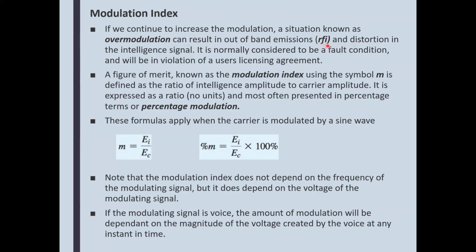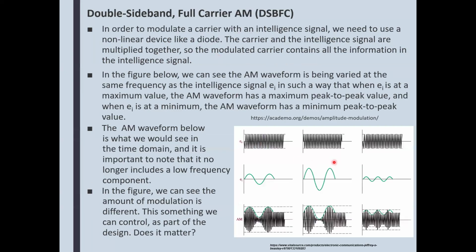Radio frequency interference, and distortion in the intelligence signal at the receiving end. So we can only modulate this thing so far. If we put too much signal here than the carrier can handle, then we're going to have clipping one way on the top, and the signal being lost on the bottom. So we can only have so much dynamics.